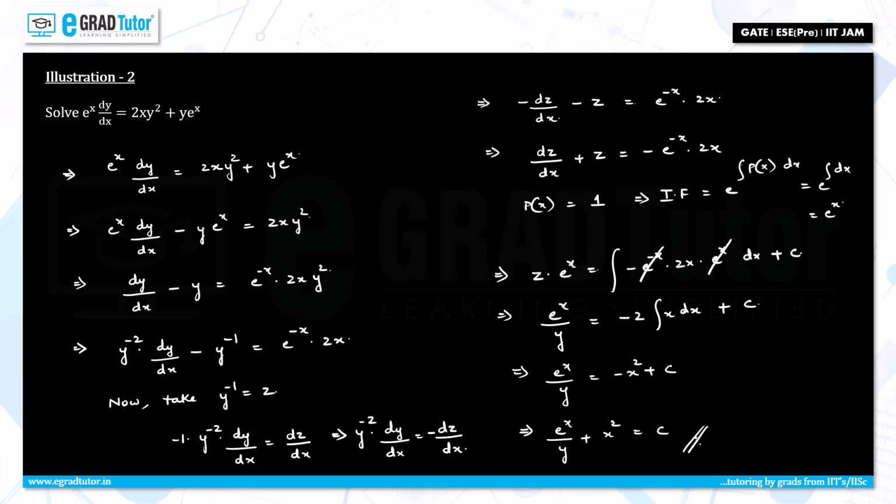Okay, this is how you need to solve equations of the type Bernoulli's equation, by converting them to a linear first order differential equation and then substituting back the substitution that we have taken in order to convert them to a linear first order differential equation. I hope you understood the basic concept.